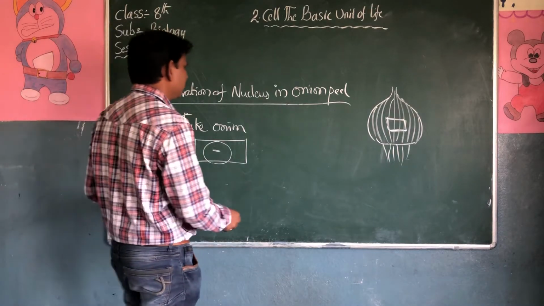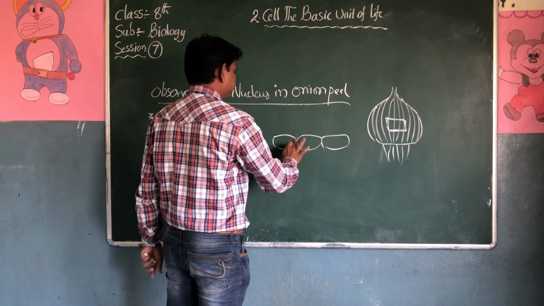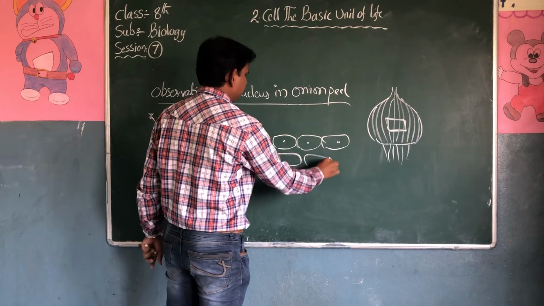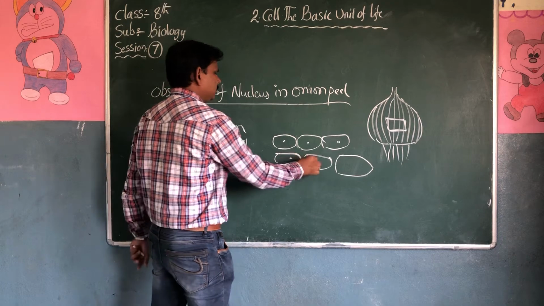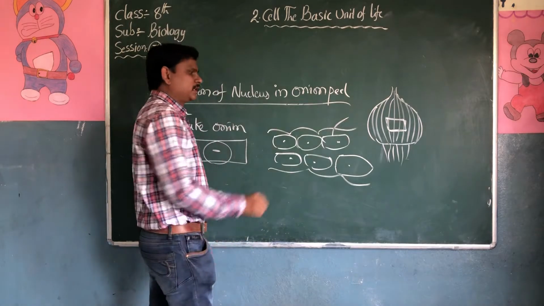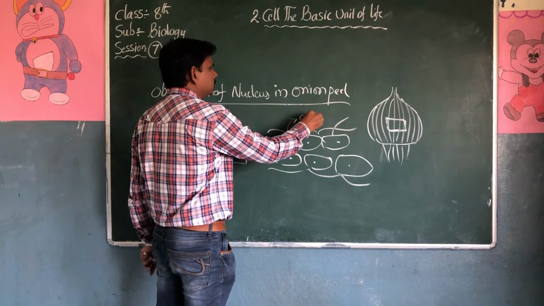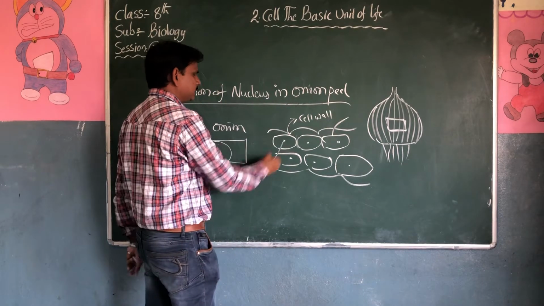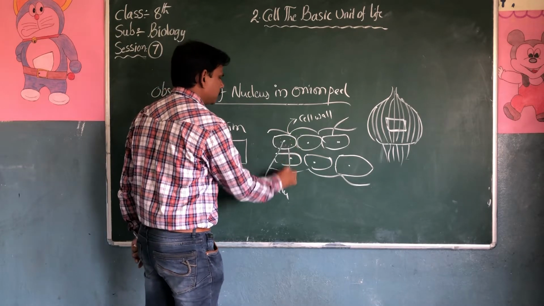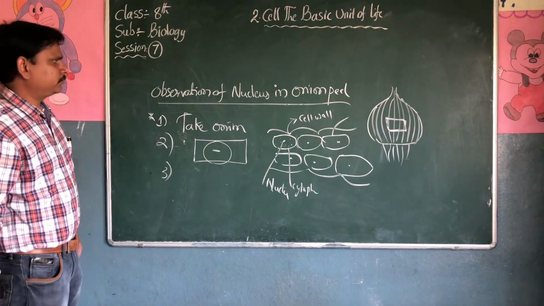When we observe this under the microscope, we will see the same diagram. We also have a plasma membrane. There is an extra layer present in the onion, a plant, that is called the cell wall. So the nucleus is there, the plasma membrane is there, and the cytoplasm also is there. Simple activity.